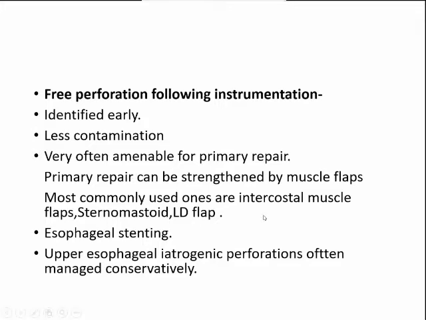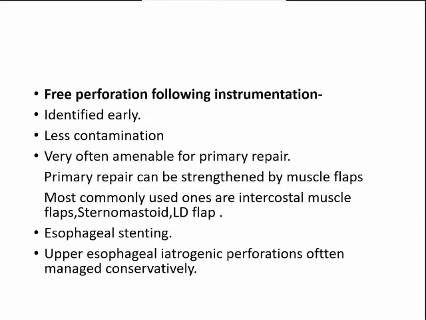So that mucosal perforation has to be delineated before closure, and this repair can be strengthened with a buttress of a pedicle muscle flap. Usually, the most common muscle flap which we use is an intercostal flap. The decision to take a flap has to be made before you proceed with the surgery, because the intercostal flap has to be harvested when you do the thoracotomy. At the time of thoracotomy itself, through the same space, you can harvest the intercostal pedicle muscle flap.